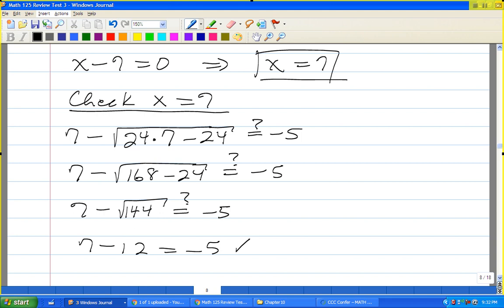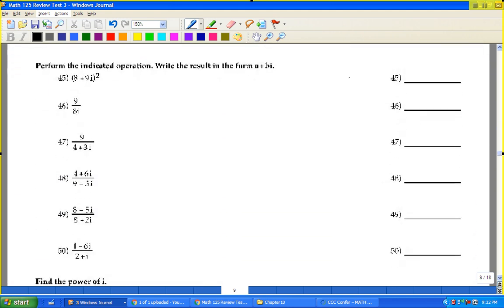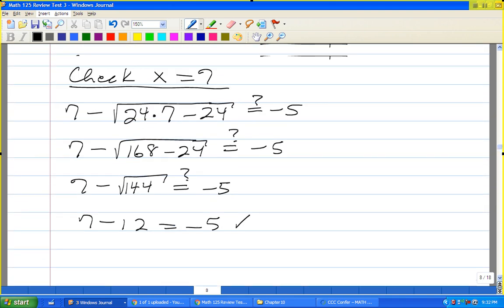Okay. Let me do problem number 41. Nope. 41 is above.